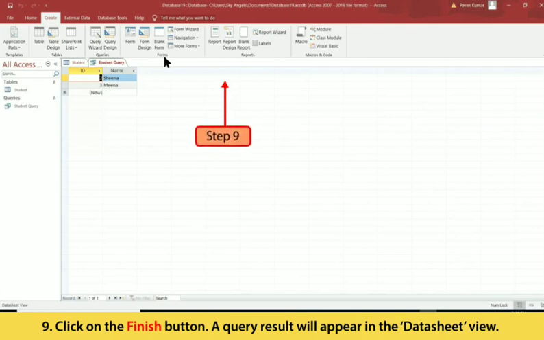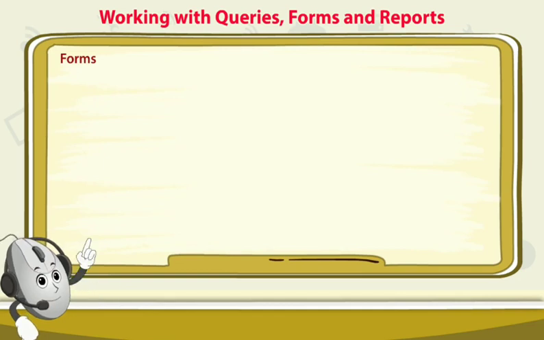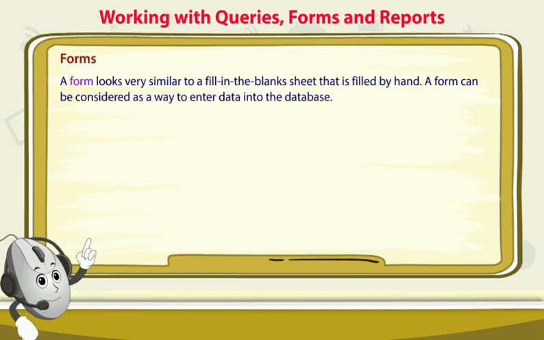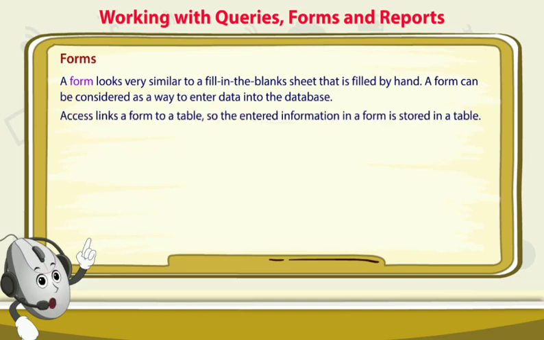Now let's learn about the forms. A form looks very similar to a fill-in-the-blank sheet that is filled by hand, like your admission form. Okay, so a form can be considered as a way to enter data into the database. Access links a form to a table, means whatever data you are entering.